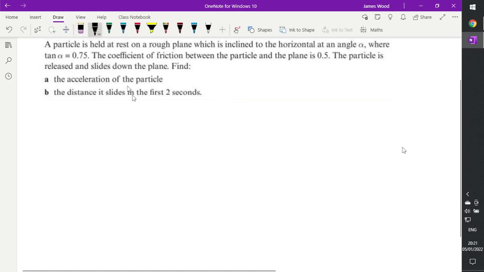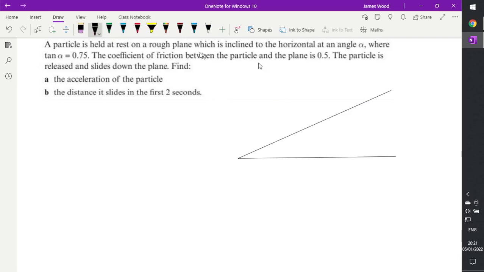So the first thing we're going to do is just draw a plane. And then we're just going to put all of the information on. So we've got a particle, so let's just draw it as a box, and it's inclined at angle alpha. Now, dealing with this bit here, tan alpha equals 0.75.